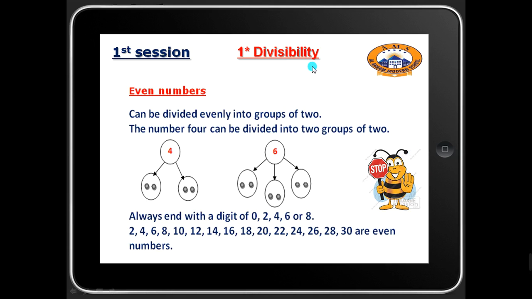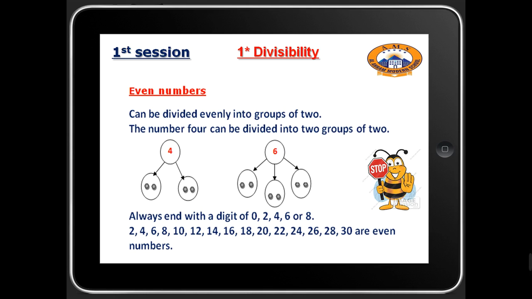Before we do that, I want you to remember the set of the even numbers, which are the numbers that I can divide equally into two groups. For example, if I ask you to divide number 4 into two equal groups, you will divide it into two groups, each one has two inside. So for any number, even a large number, you look at the units place, or the ones place. If it ends with 0, 2, 4, 6 or 8, the number is an even number.